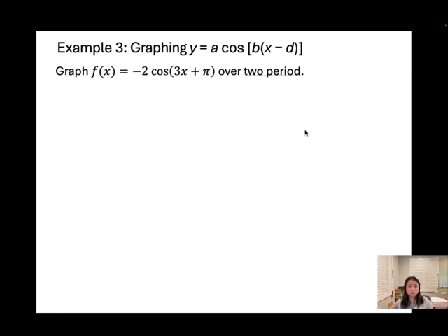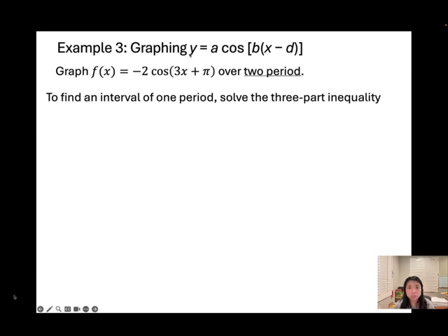Okay, example 3. Graph f of x equals negative 2 cosine of 3x plus pi, over 2 periods. So we're going to do the same thing. We're going to write down the argument 3x plus pi that is in between 0 and 2 pi. Okay, try to solve the 3-part inequality.